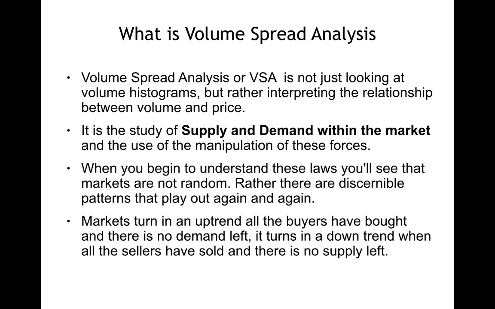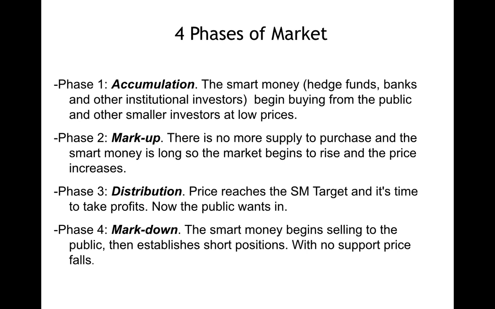In other words, as the market goes up, it'll get to a point where all the buyers have bought. There's no more buyers. There's no more demand. So there's only two things it can do. It can go sideways for a while, or it can go up and then go down. It can go sideways, then go back up again, but that's a different story. In a downtrend, a market turns when all the sellers have sold and there's no supply left. It's a very simple explanation.